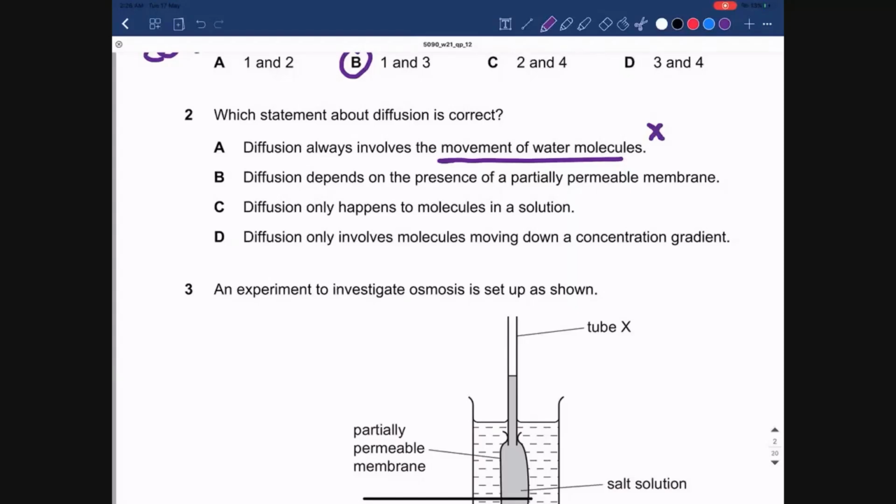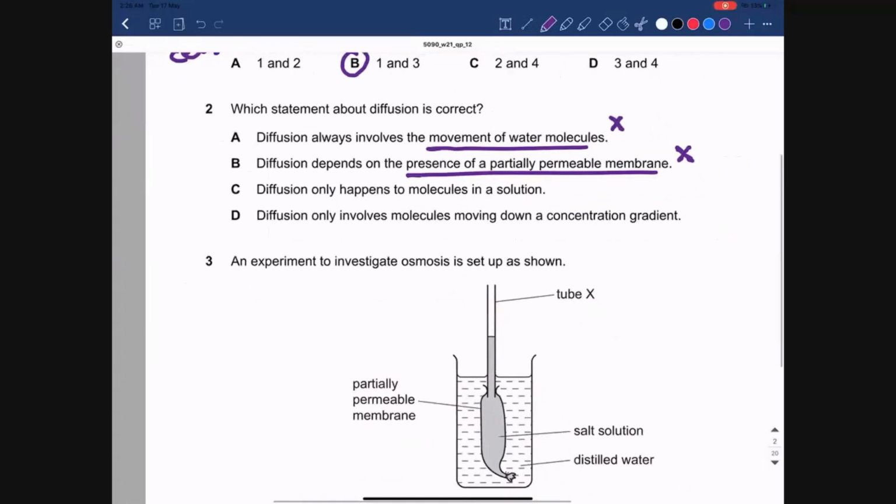Diffusion depends on the presence of a partially permeable membrane. Guys, please remember that diffusion never requires a partially permeable membrane. If there is no partially permeable membrane, diffusion can still occur. Diffusion can also occur through a partially permeable membrane. Partially permeable membrane is not a requirement. Partially permeable membrane is only required for osmosis and active transport. It's not required for diffusion. And this is a very important point that the examiner keeps on testing. So do remember this point.